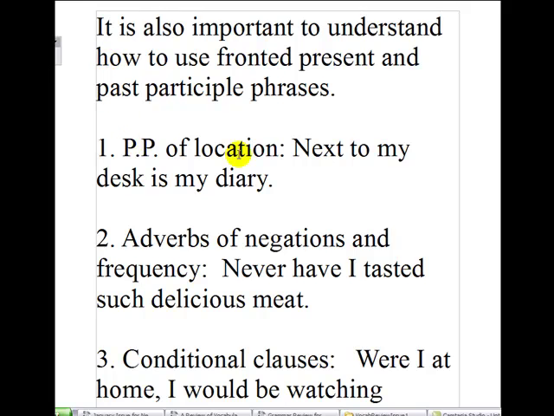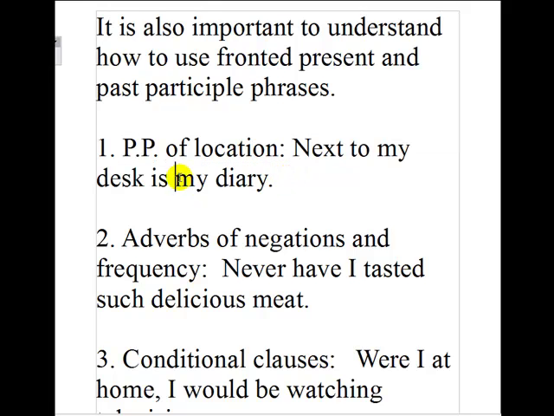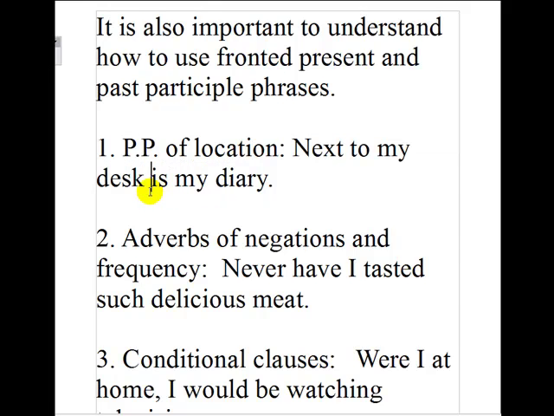Notice the first one. Next to my desk is my diary. The subject is actually my diary, and the verb is, and then you have next to my desk. Notice you could read this backwards. Isn't this crazy? My diary is next to my desk. Now, if you put next to my desk first, you're trying to emphasize, I think, the location of where it is. So you would do that for emphasis.